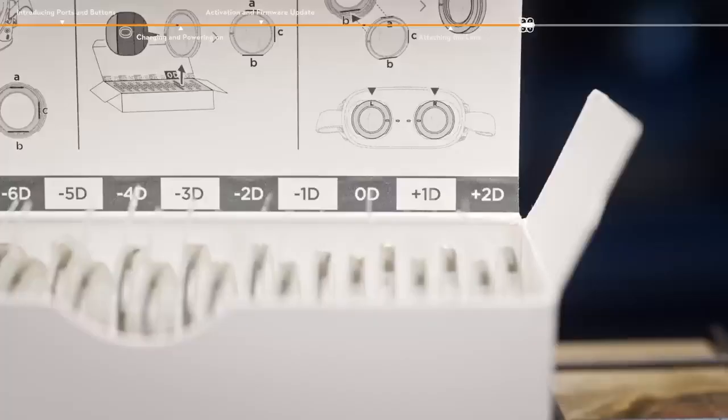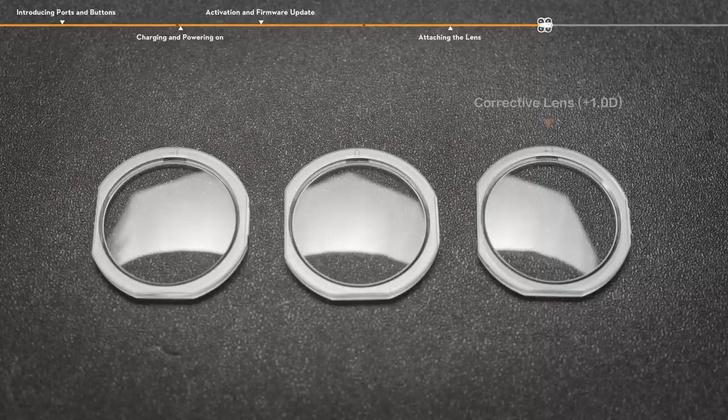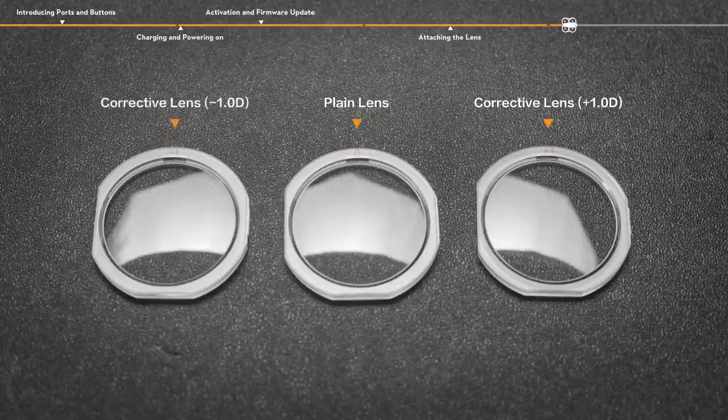The diopter of the lenses is printed on the inside of the lens box lid and also marked on the edge of each lens. +1D or +1 stands for 100 degrees of hyperopia, 0D or 0 stands for plain lenses, and -1D or -1 stands for 100 degrees of myopia, and so on for other diopter marks.